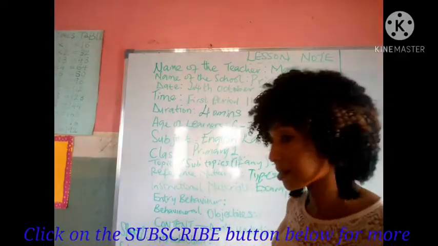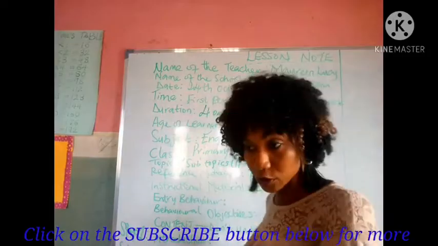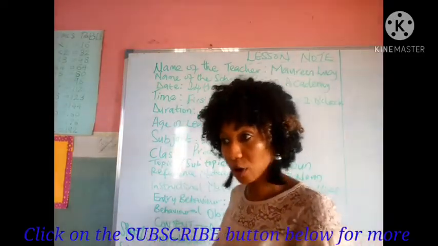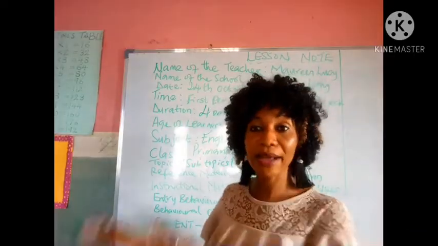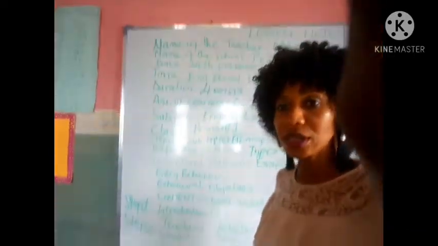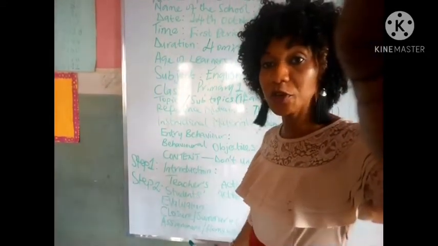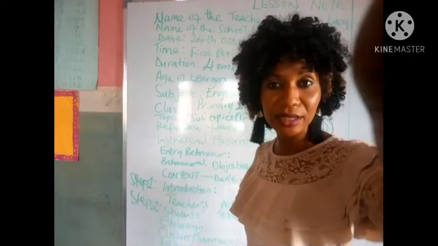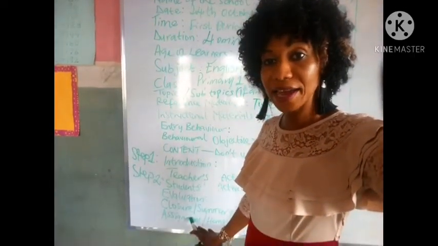Then, after you have closed, you can also close by giving the students a detailed note on the board. You can write a detailed note, and this is the way you want to close your lesson, by writing a detailed note on the board. Then after the closure, you now give what? Assignments. You give assignments after your closure.